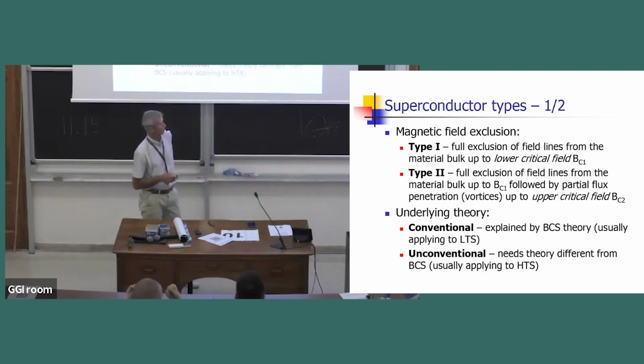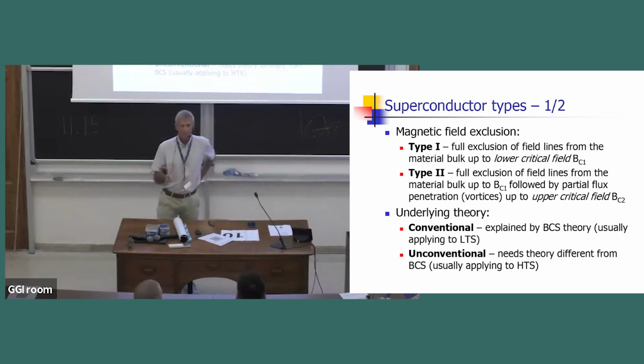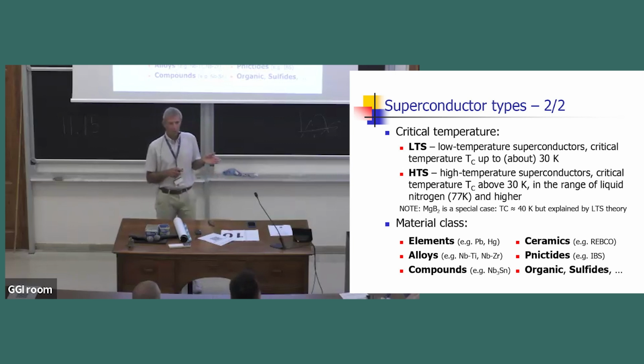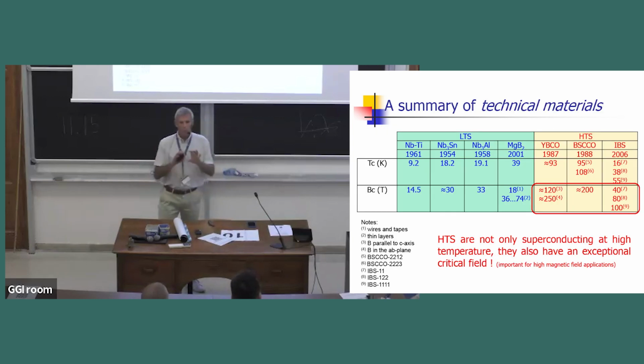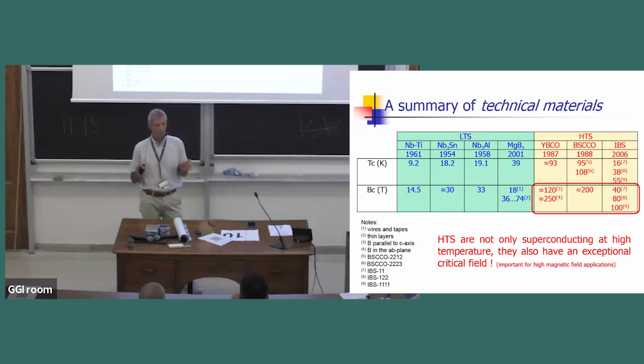All right, so now there are various ways that you can classify superconductors. Type 1, type 2, you've seen that already. Conventional, explained by BCS. Unconventional, not explained by BCS. Okay, that's very easy. Low temperature superconductors, high temperature superconductors, or material classes. You may find them classified by elements, alloys, compounds, ceramics, pnictides, organics, sulfides, and so on and so forth. But the important thing is that there's a few of them that are actually technical. You can buy them. Okay, that's what's important about them.